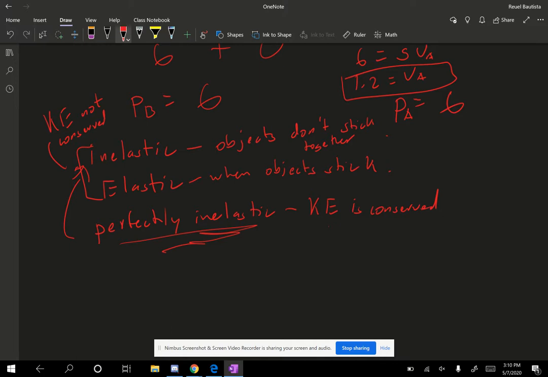No, like when there is no KE loss. In a perfectly inelastic collision, kinetic energy is conserved. So in what instances is the amount of kinetic energy going to be the same before and after the collision? That's what I'm looking for. In what instances is that possible?